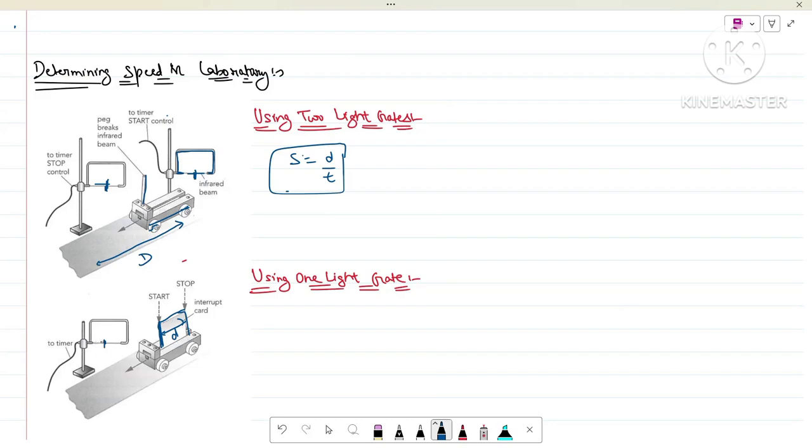The timer stays on for as long as the signal is interrupted. When the last end of the card comes out of the signal, the signal is restored and the timer is switched off. We know the length of this card, and from the timer we know the time. Again, using the formula speed equals distance by time, we can find the speed.